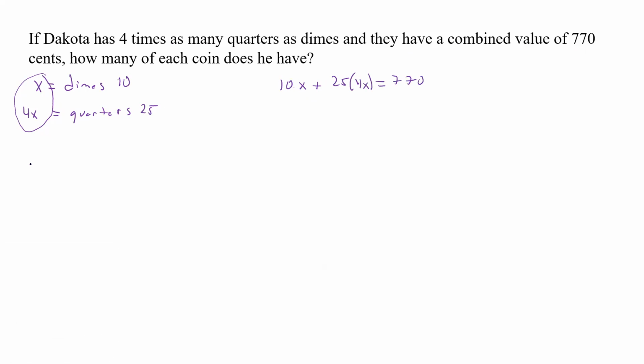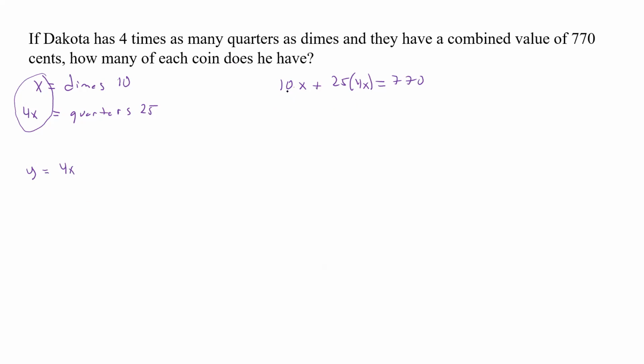Really what we would have done is y is going to be the quarters, so y is going to be equal to 4x, and then we could substitute the 4x here, and that's really what we did. But we don't know how many total coins there were here. That's the key thing. So we would just have y equals 4x, and then we could substitute it in here.